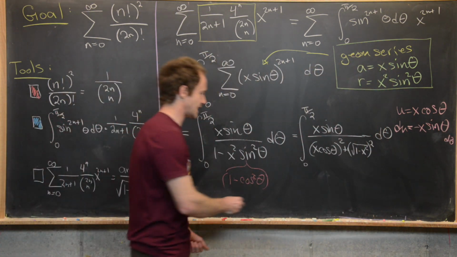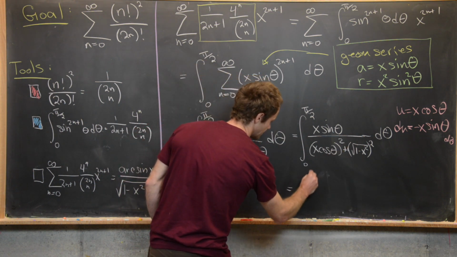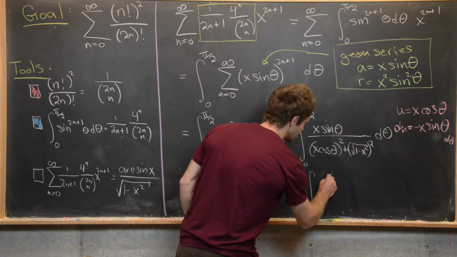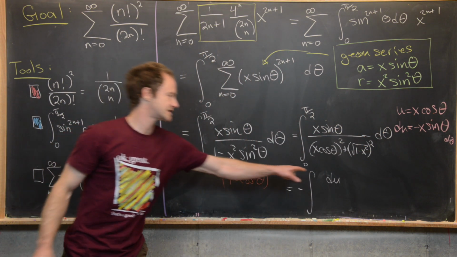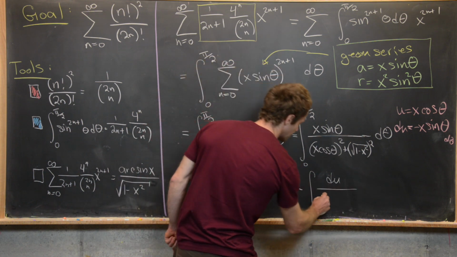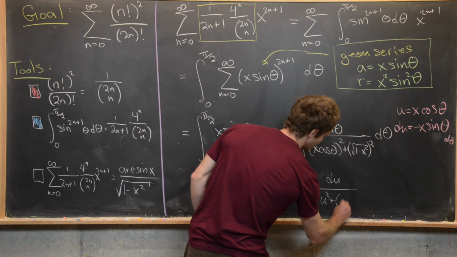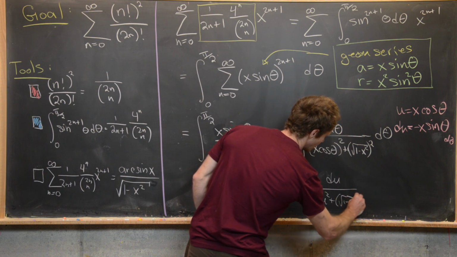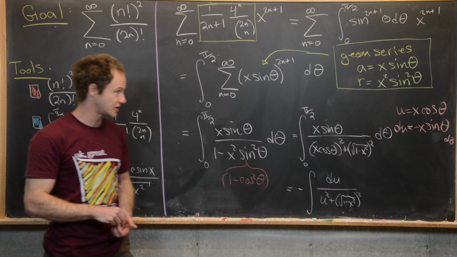So let's see, that is going to give us negative, I've taken the minus sign out front, the integral du, so that's the x sine theta d theta is my minus du over u squared plus the square root of 1 minus x squared quantity squared. Now let's talk about our bounds of integration.